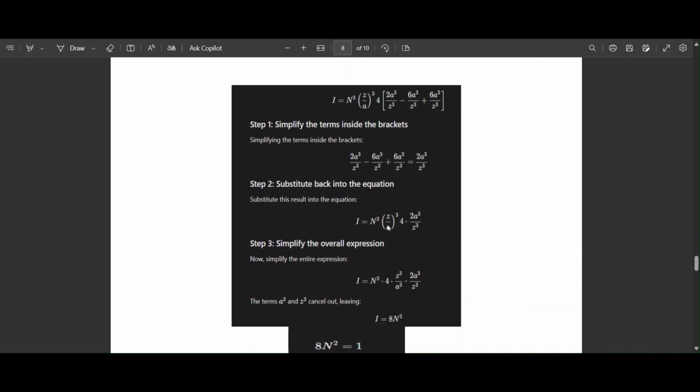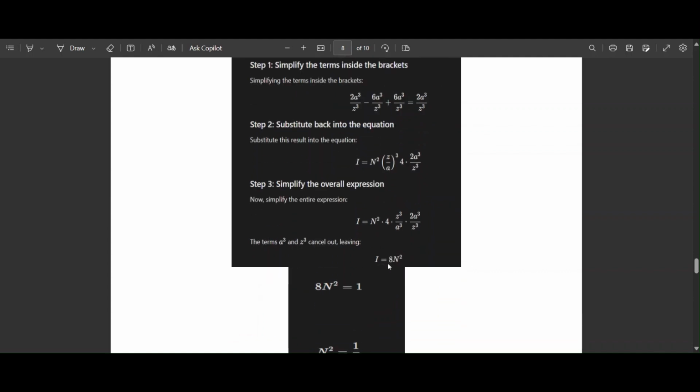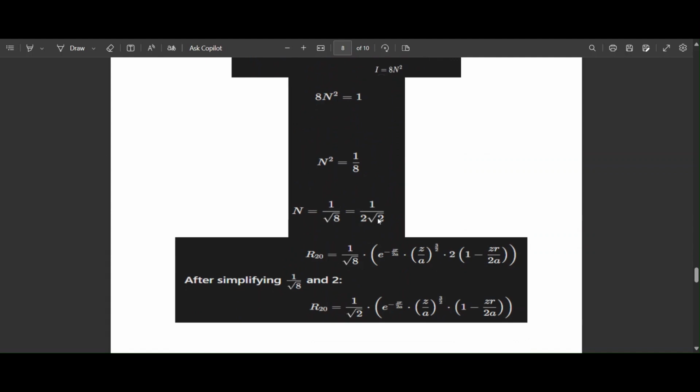So I is equal to n square (z by a)^3 times 4 a cube by z cube. These things will cancel out and this will give me 4 twos are 8, 8n square is equal to I, and I was equal to 1. 8n square is equal to 1, n square is equal to 1 by 8, n is equal to 1 by root 8, which is equal to 1 by 2 root 2.